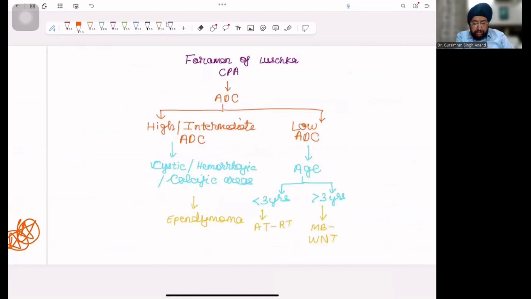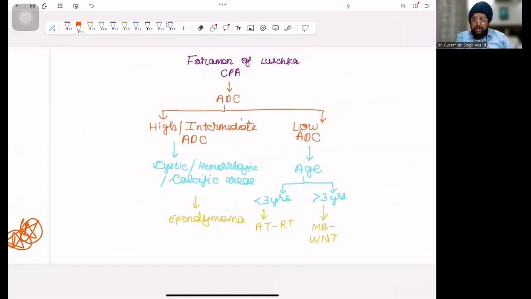Next, finishing off with the location at the foramen of Luschka. I told you the foramen of Luschka is the most common location for ependymoma, but one of the medulloblastoma molecular subtypes, WNT activated, which is epicentered in the region of the cerebellar peduncle, can also extend into the foramen of Luschka and the CP angle region. Again, you look at your ADC values. If it's high or intermediate with cystic, hemorrhagic, calcific areas, no confusion, it's an ependymoma. But if it shows diffusion restriction, that is low ADC values, go towards the age group. If it's less than 3 years, it would most likely be an ATRT. And if the age group is more than 3, it would most likely be a medulloblastoma of the molecular subtype WNT activated.